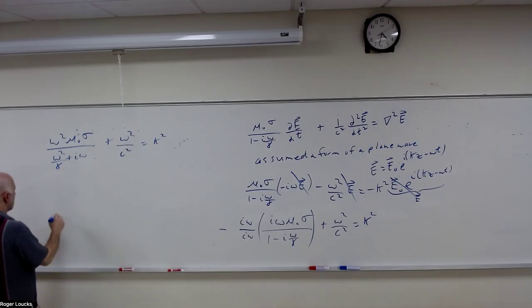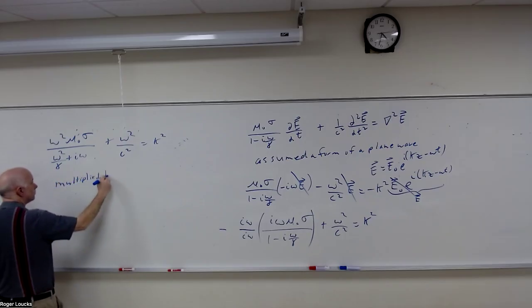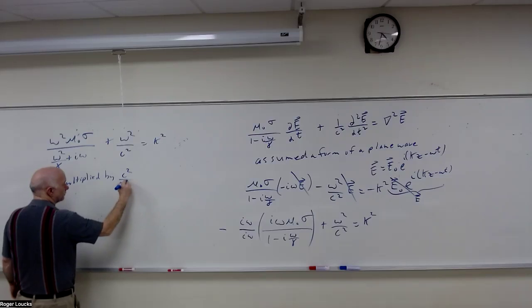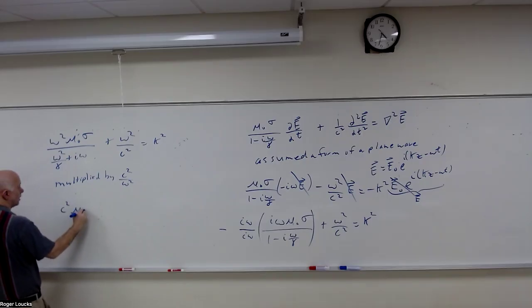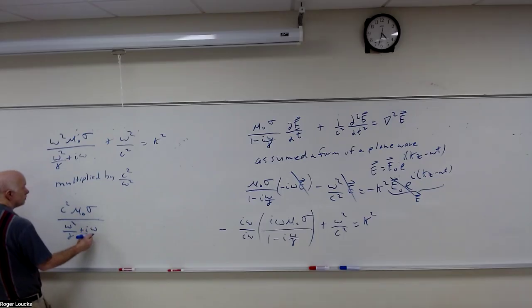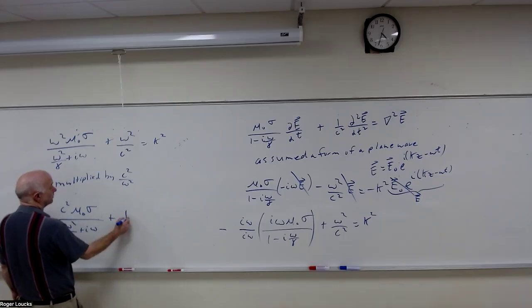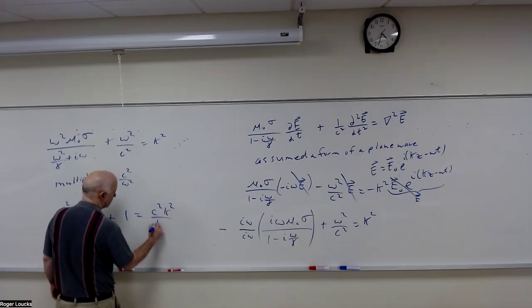Then we multiplied by c squared over omega squared. We did that. The omega squareds cancel here, so this gives me c squared mu naught sigma over this guy here, plus 1 equals c squared k squared over omega squared.